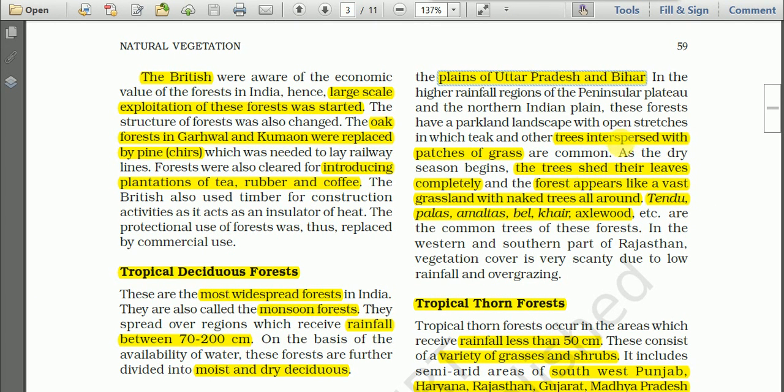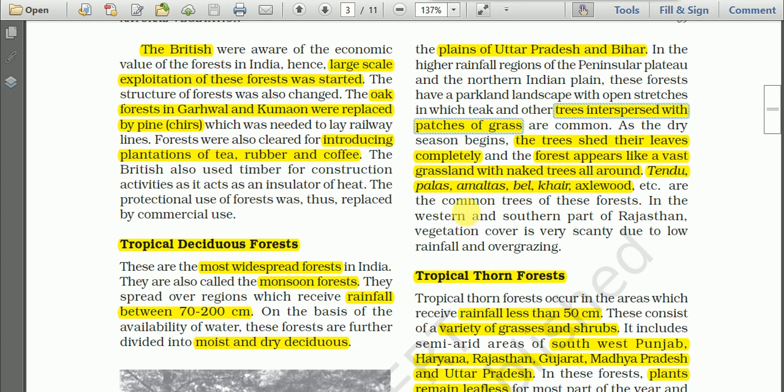In the higher rainfall regions of the Peninsula Plateau and the northern plains, these forests have a parkland landscape with open stretches in which teak and other trees are interspersed, that is mixed, with patches of grasses. So in these areas you will find a parkland landscape.